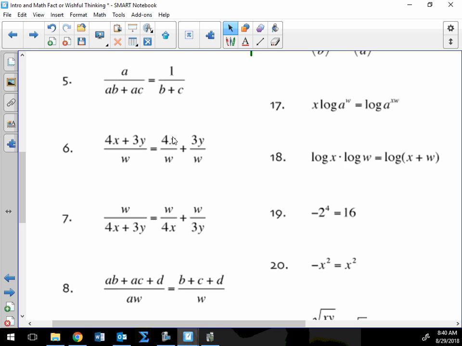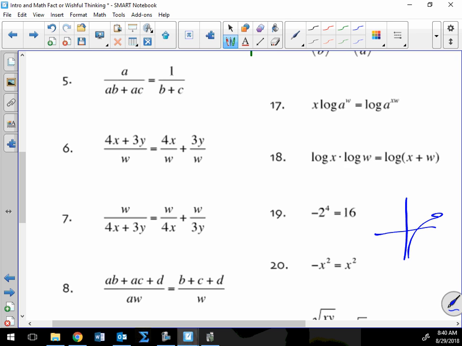Good. Natural log of 0 is 4. Or sorry, natural log of 1 is 0. What's natural log of 0? Good. If you think of your graph, you got that. Okay, sorry. Continue on with this.